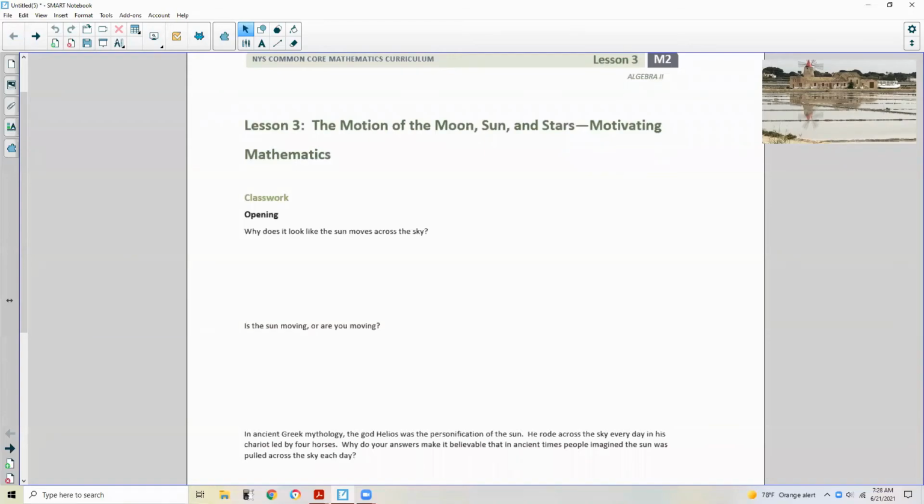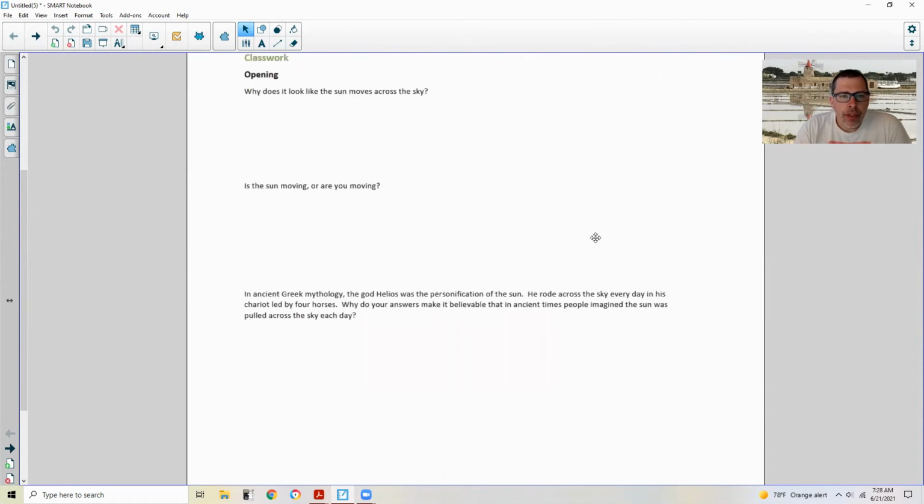Okay, lesson 3, the motion of the moon, sun, and stars, motivating mathematics. All right, so this is kind of like your astronomy section in science when you were in 8th grade. Classwork opening exercise, or opening, not really an exercise, just asking a couple of questions. Why does it look like the sun moves across the sky?